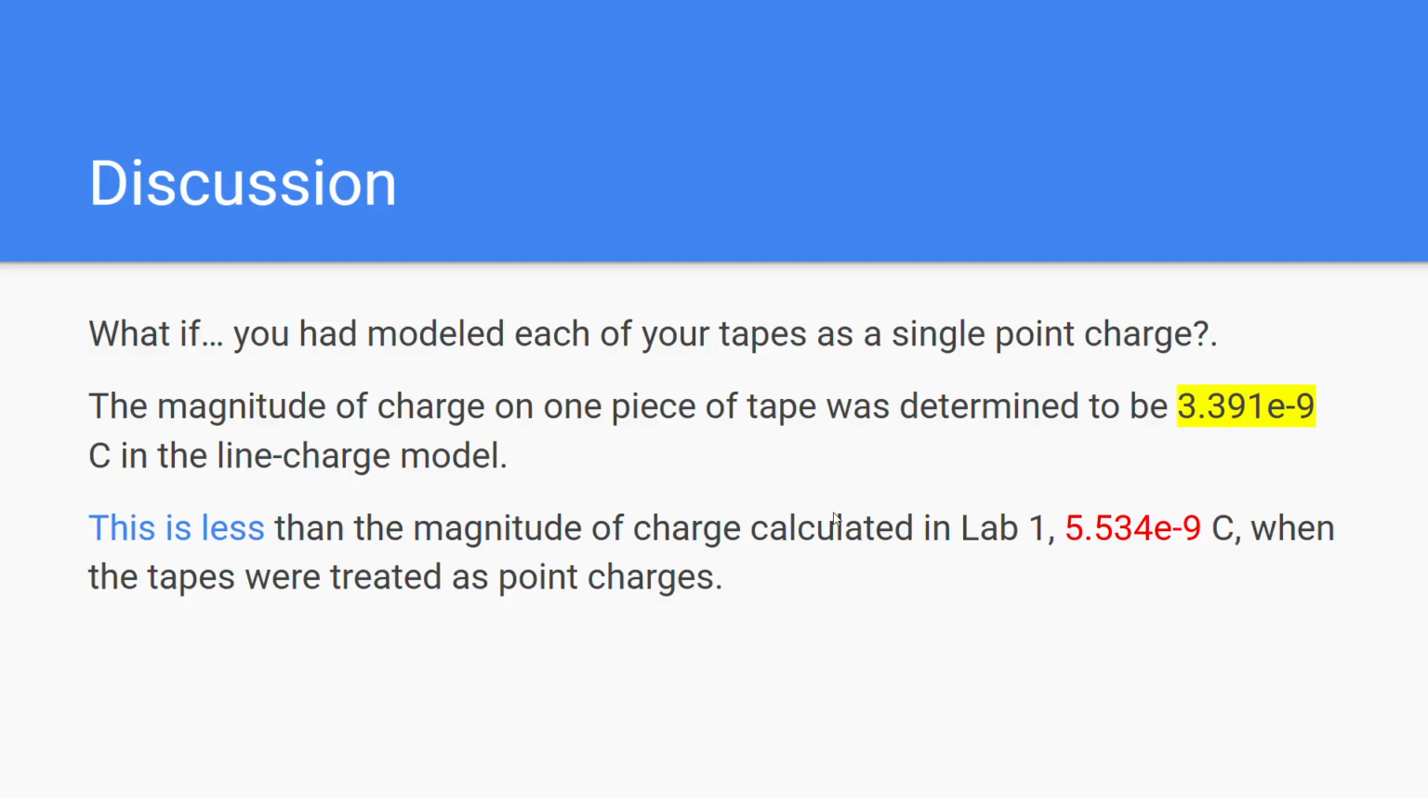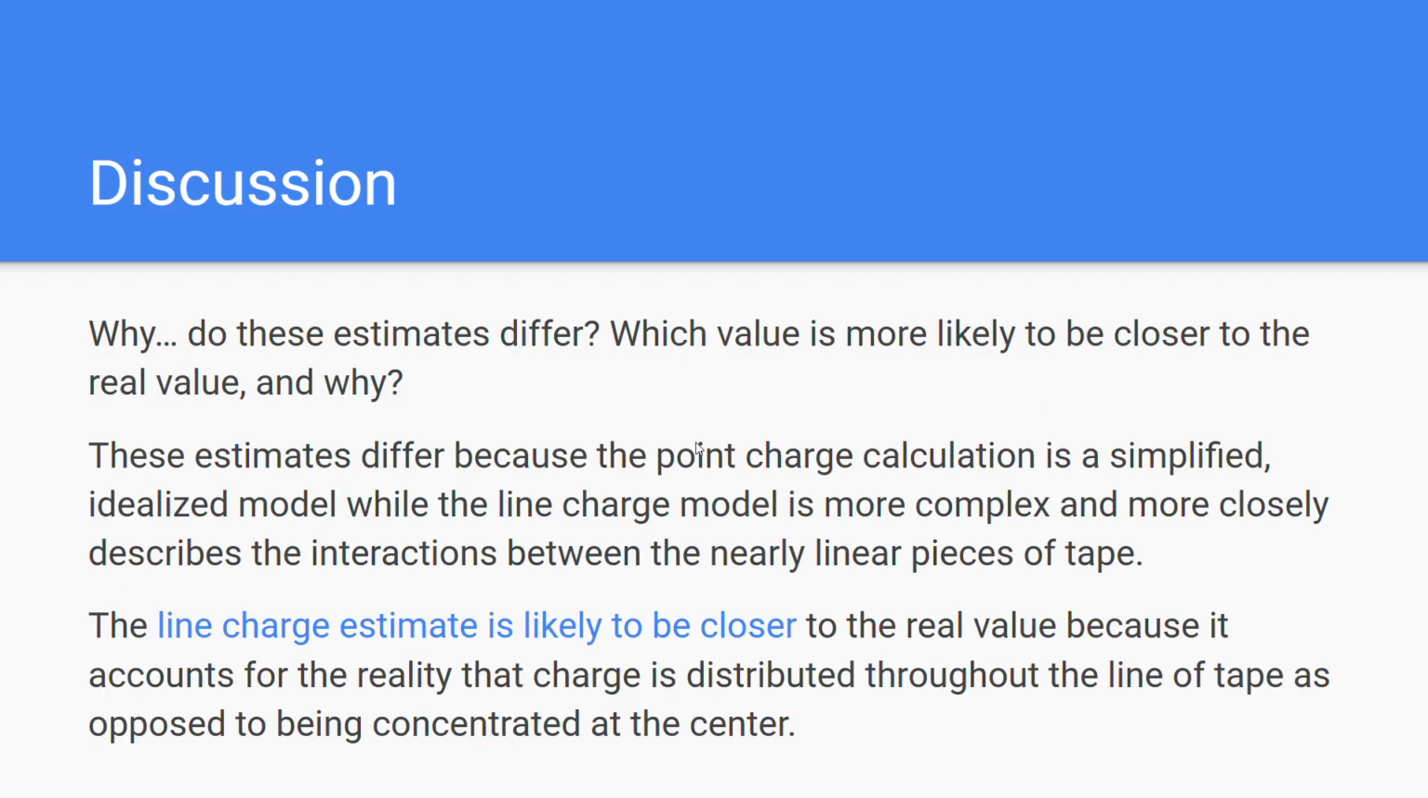What if we had modeled each tape as a single point charge? We would have gotten a greater value, as we did in experiment 1. Our magnitude treating it as a line is less than the magnitude of the charge treated as a point charge. Why do these estimates differ? Because the point charge calculation is a simplified, idealized model, while the line charge model is more complex and more closely describes the interactions between the linear pieces of tape, nearly linear.